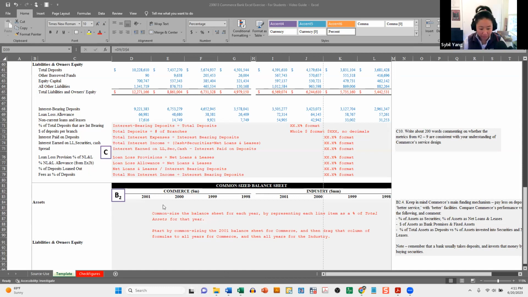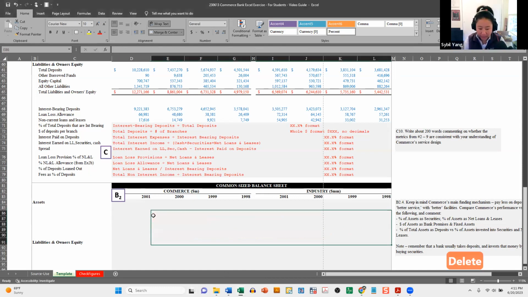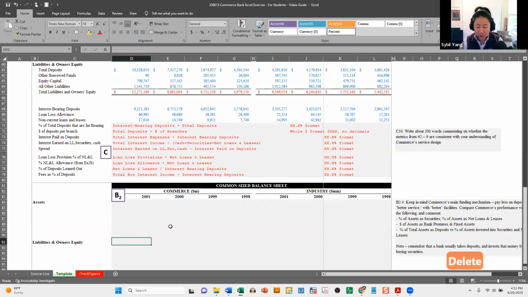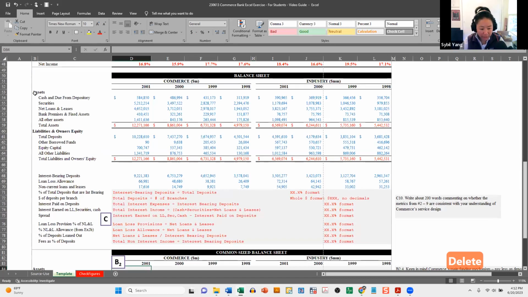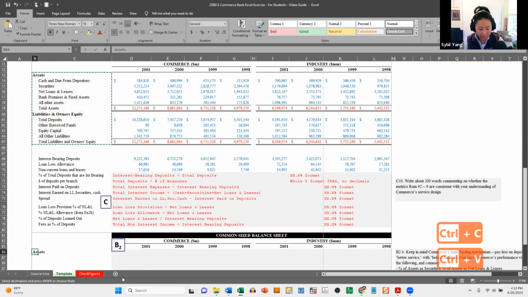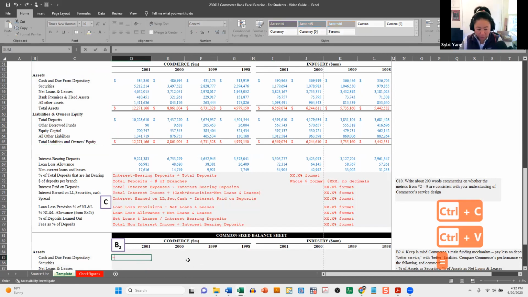for that year. Okay, so I'm going to go ahead and unmerge these cells because Excel doesn't like it when you try to copy into merged cells. And I'm going to copy the line items of the balance sheet and paste those down. Okay. And I'm just going to start by taking the first line item, which is cash and due from depository, and I'm going to divide it by the total assets.